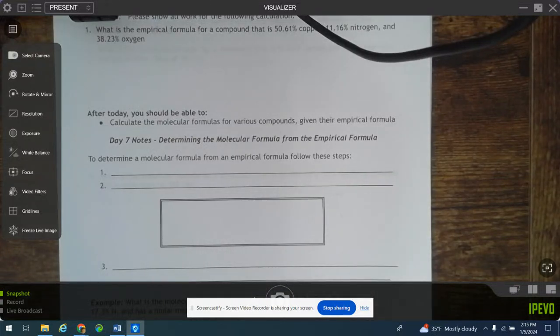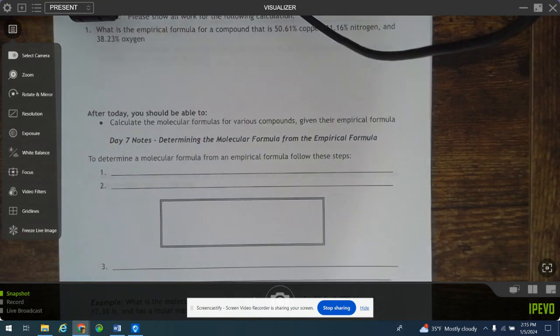Right, guys. Finally, we are down to day 7 notes, and this is where we will talk about what the molecular formula is and how that relates to the empirical formula and how we can figure that out.